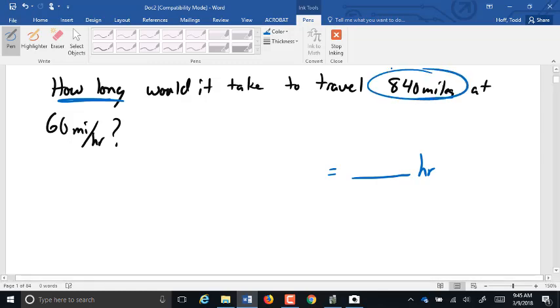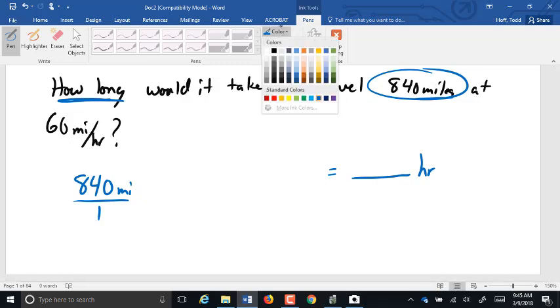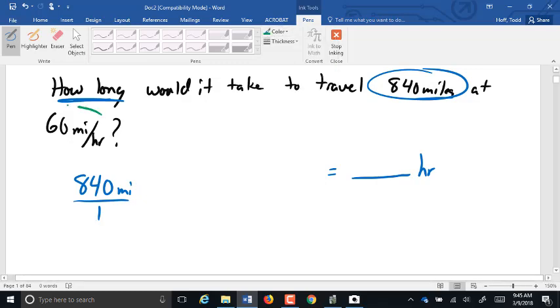Well, I can start out with my 840 miles. And kind of like what we did with some of our other measurement conversions, I can put that over 1 to make it into a fraction. Anytime we have a rate, 60 miles per hour is an equivalency. That means 60 miles is equivalent to 1 hour.